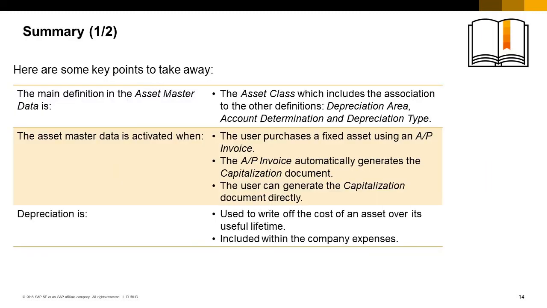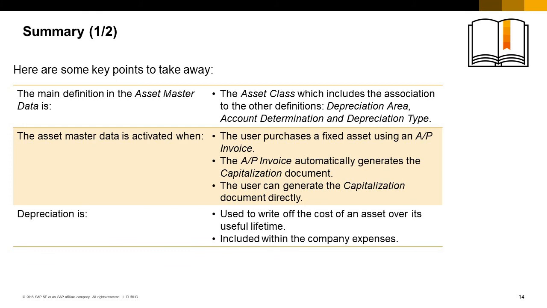Here are some key points to take away. The main definition in the asset master data is the asset class, which includes the association to the other definitions for depreciation area, account determination, and depreciation type. The asset master data record is activated when a user purchases a fixed asset using an AP invoice. The AP invoice automatically generates the capitalization document. A user also has the option to generate the capitalization document directly.